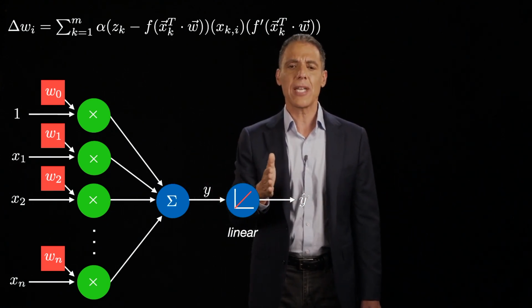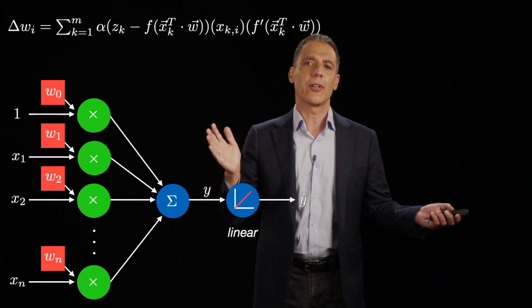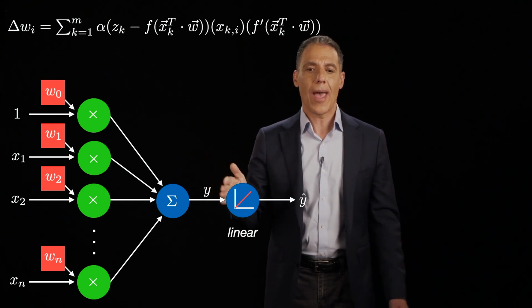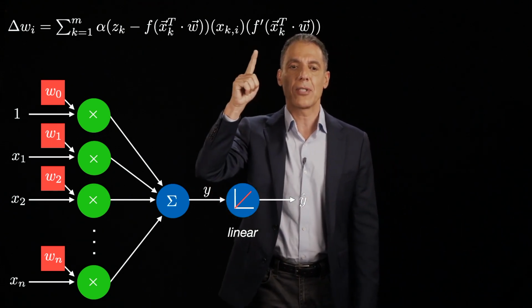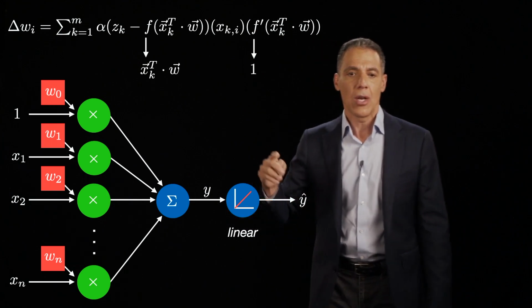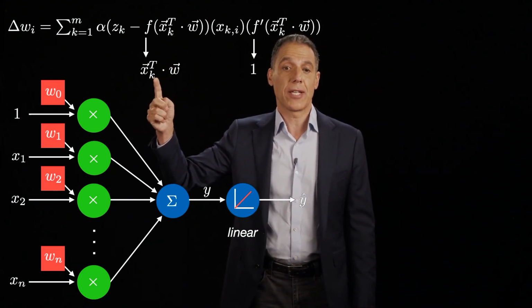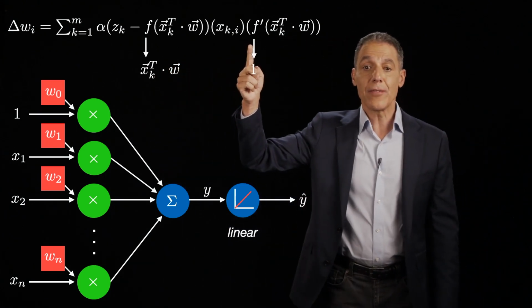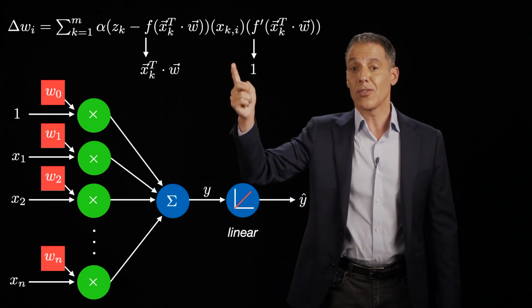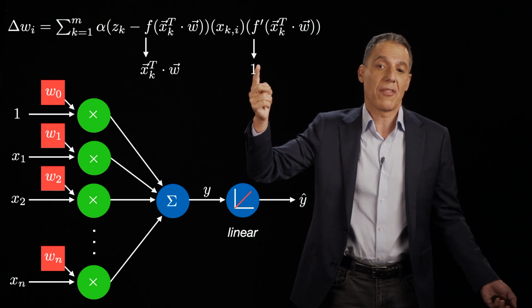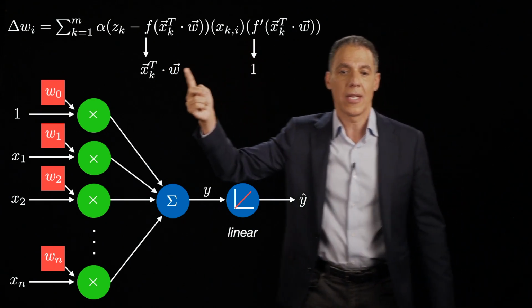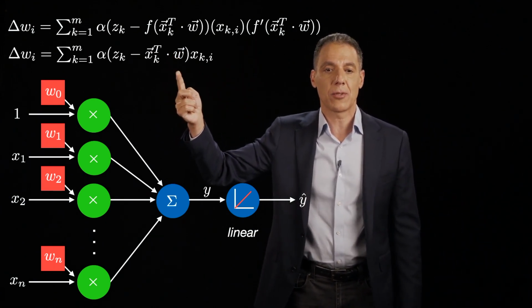Let's assume that the nonlinearity is non-existent. So f is just going to be linear, and let's see what happens to this delta rule. Well, let's see. Here, f of x transpose w is just x transpose w. And the derivative of f, well, it's a linear function, so the derivative is just 1. There's nothing happening here. So this term goes away, and this term just collapses to x transpose w.